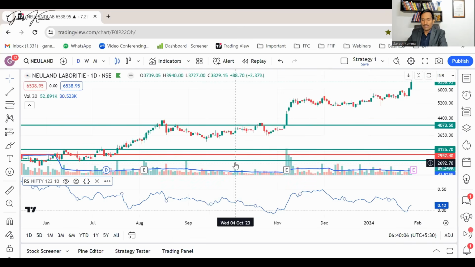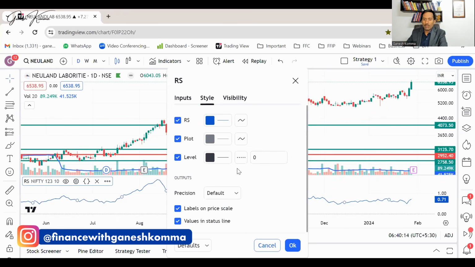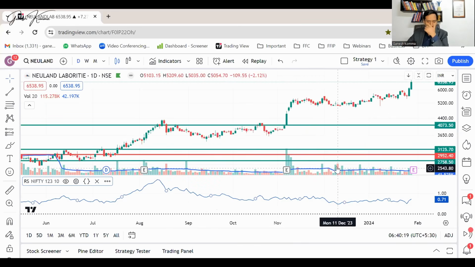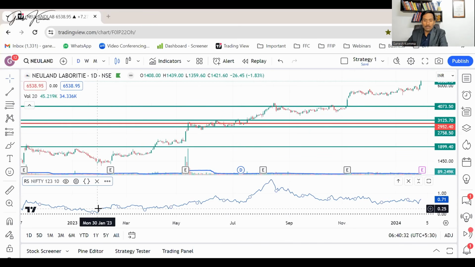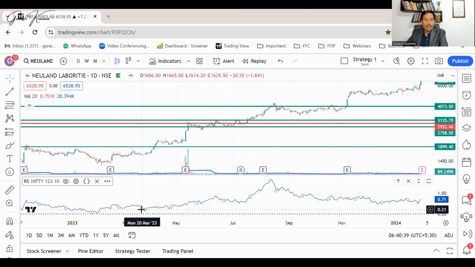So right now, this dotted line is your Nifty 50. Let me make it more thick so it will be easier for you. So relative strength wise, Newland Laboratories has been very strong for a very long period, almost the last 1 year. So always enter into RS positive stocks, which means they are performing better than the index which you have selected, Nifty 50.